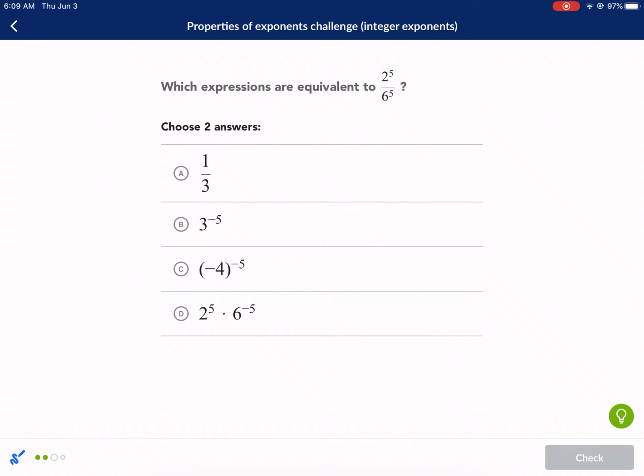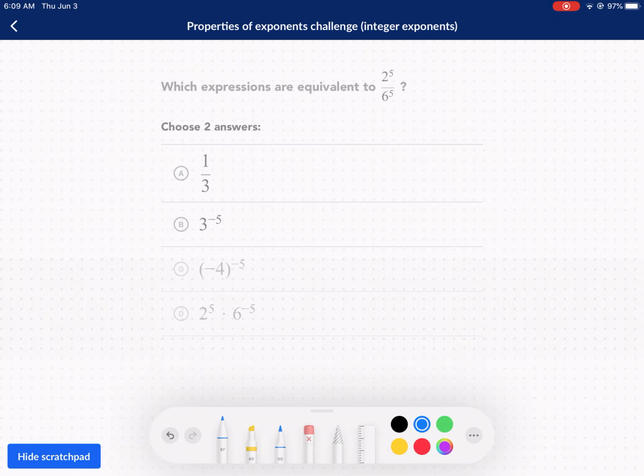Which one of these is equivalent? We have 2 to the 5th power and 6 to the 5th power. Well, what we can do here, this is one of our exponent rules, is we can rewrite this because it's raised to the same power. We can rewrite it like that.